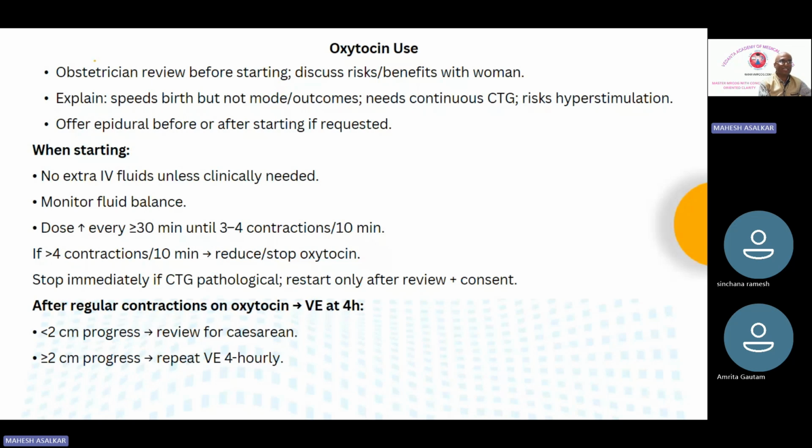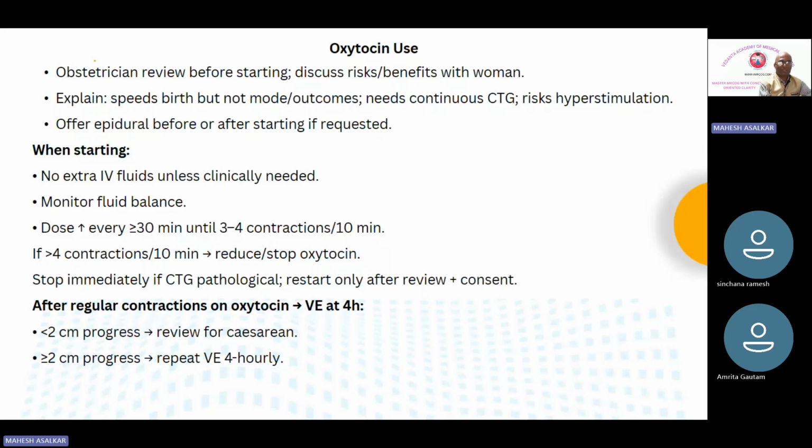When starting, no extra IV fluids unless clinically indicated. Monitor fluid balance, and titration is done every 30 minutes until you get 3 to 4 contractions every 10 minutes. If more than 4 contractions per 10 minutes, reduce or stop the oxytocin. Stop immediately if the CTG is pathological, and restart only after review and consent.